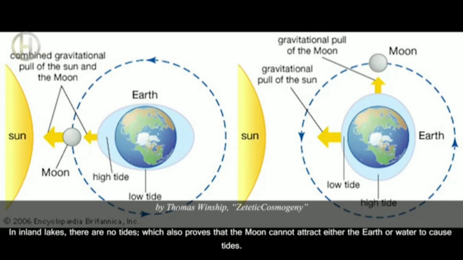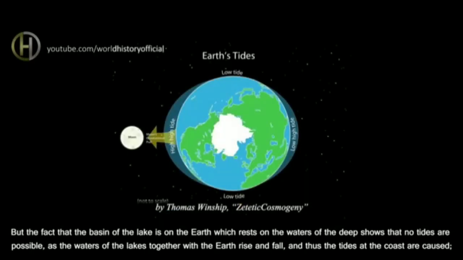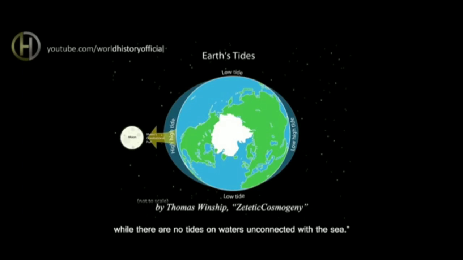water to cause tides. But the fact that the basin of the lake is on the Earth which rests on the waters of the deep shows that no tides are possible, as the waters of the lakes together with the Earth rise and fall, and thus the tides at the coast are caused, while there are no tides on waters unconnected with the sea. By Thomas Winship, Zetetic Cosmogony.